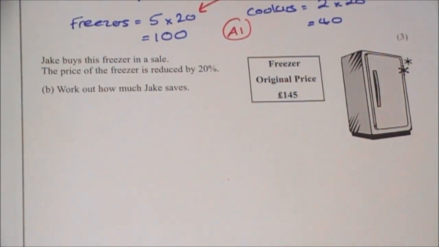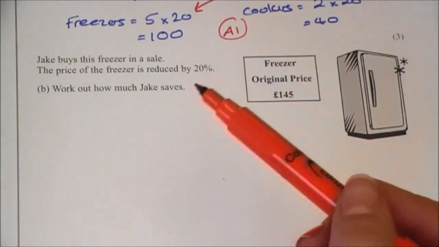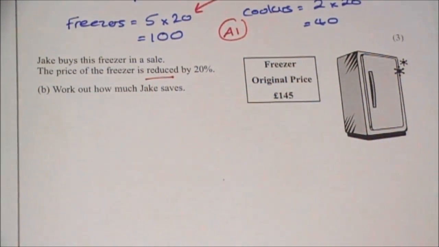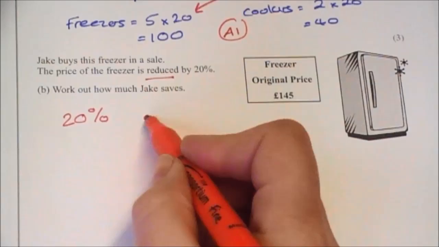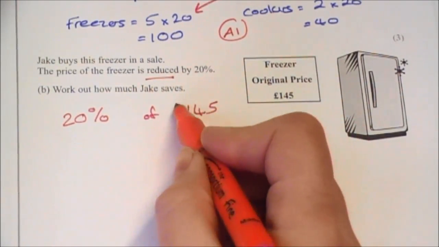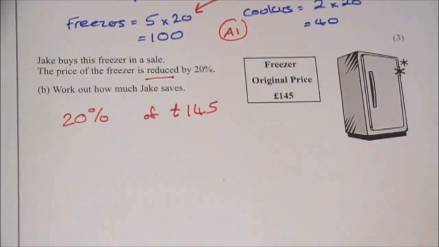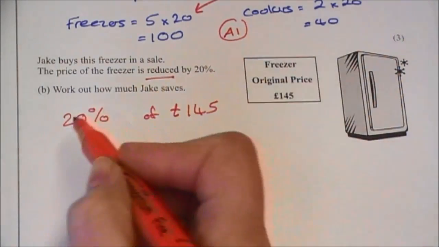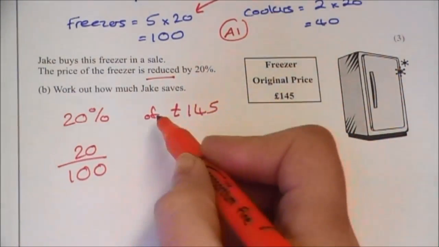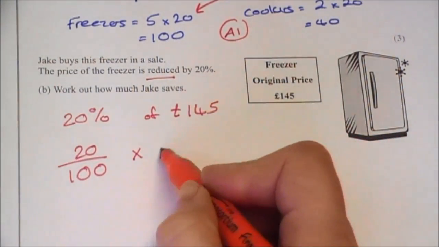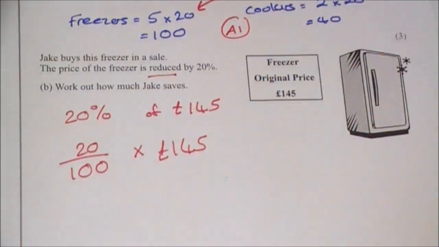Now, part B, Jake buys this freezer in the sale. The price of the freezer is reduced by 20%. Work out how much Jake saves. So the question wants to know how much he saves. So 20% of £145. That's what my question wants to know. It's always worth setting it out as a very clear example so that you can apply the maths. So 20%, well, percent means out of 100. So that's 20 out of 100 times 145.